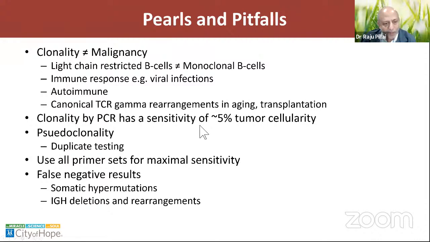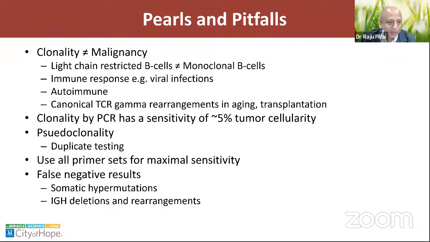Clonality by PCR has a sensitivity of about 5%, and there is this phenomenon of pseudoclonality, where if the number of B cells is really low, you might get a peak because there are so few B cells, they tend to preferentially amplify. And that has sometimes been mistaken. And there are two ways to avoid it.